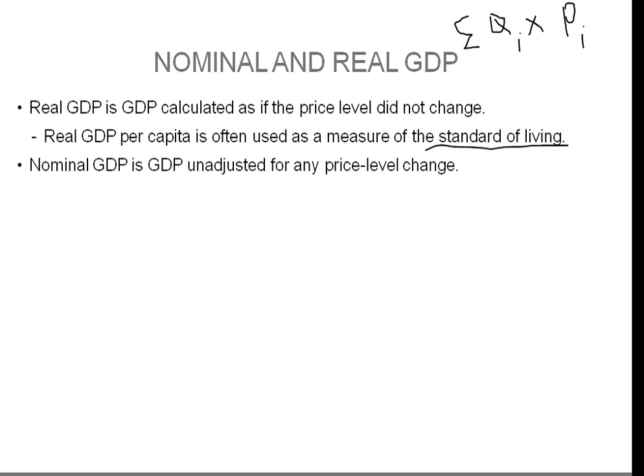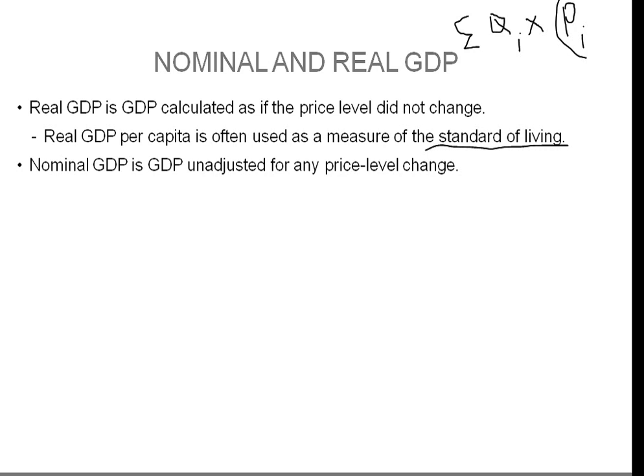Nominal GDP is unadjusted for any price level change. For example, if there is a change in price only, with no change in quantity, we will come up with a higher GDP, but actually only the price has changed, the quantity has not. So a better measure is to calculate the real GDP.